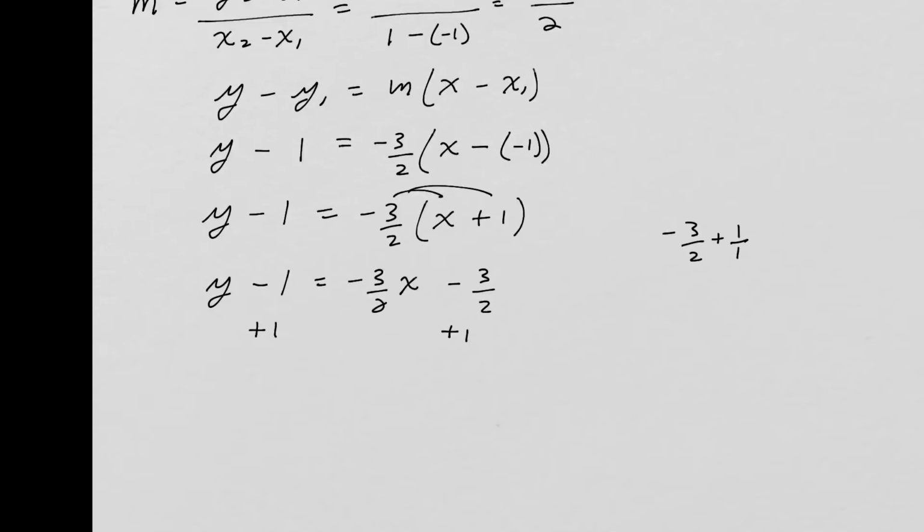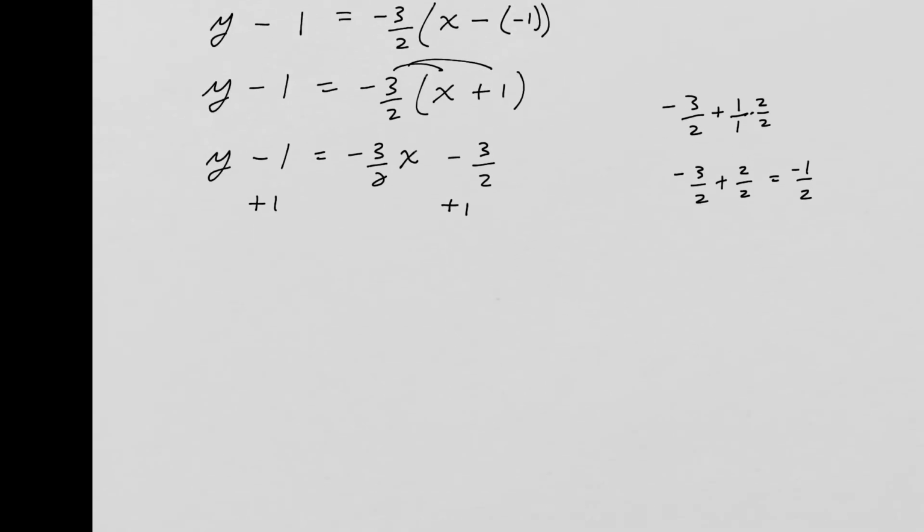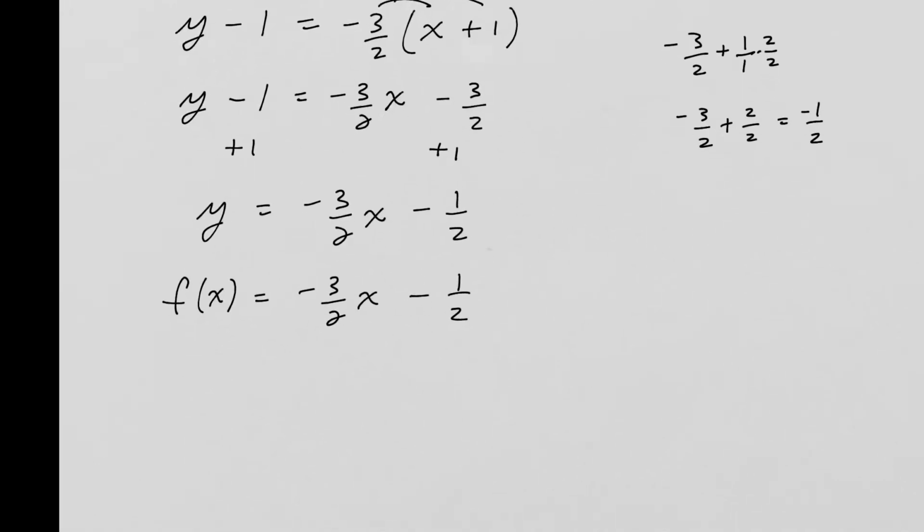So to get a 2 in the denominator, I need to multiply by 2 over 2. So this would be negative 3/2 plus 2/2, right? 2/2 is another way of writing 1. And then this is simply going to be negative 1/2. So that means y is going to equal negative 3/2 x minus 1/2. And that's my answer, right? Or you could write it as a function, right? I could say instead of y, I could call it f of x. Negative 3/2 x minus 1/2.